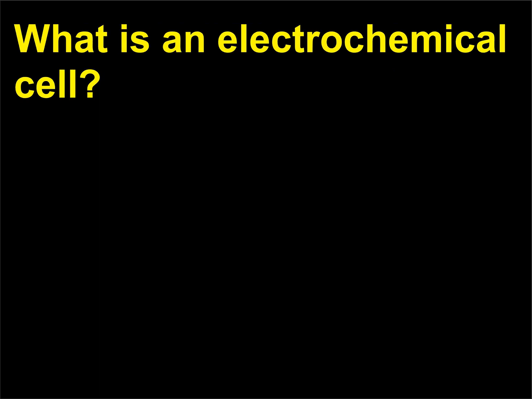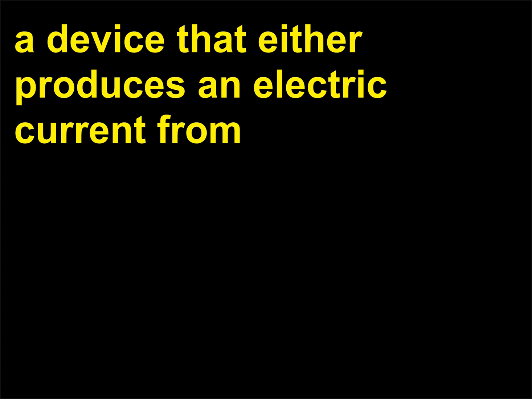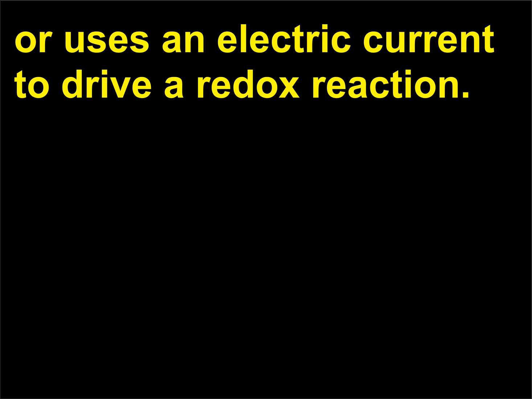What is an electrochemical cell? A device that either produces an electric current from or uses an electric current to drive a redox reaction.